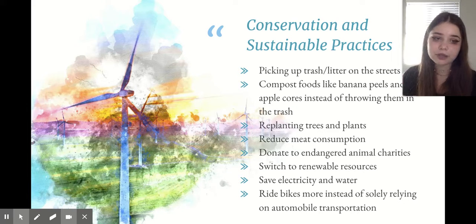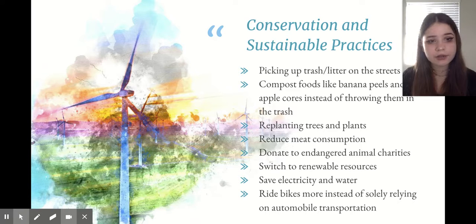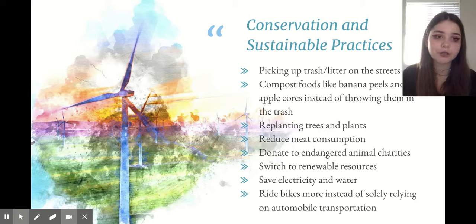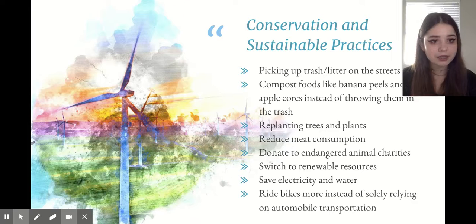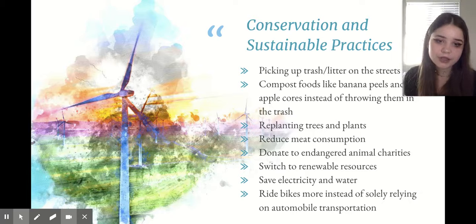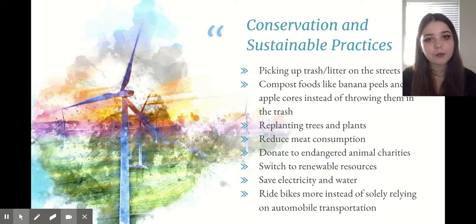Another idea is to reduce meat consumption. Now, meat consumption is associated with a lot of environmental problems. There are so many cows and so many different animals, and they release a lot of methane, right? These cow farts can contribute to pollution. And so, with too many land animals, it's going to contribute to global warming. So in order to reduce the amount of animals, you should reduce your meat consumption so that there is lesser demand.